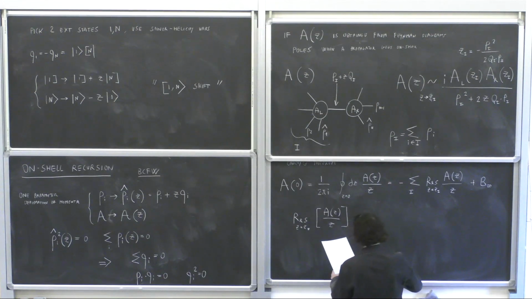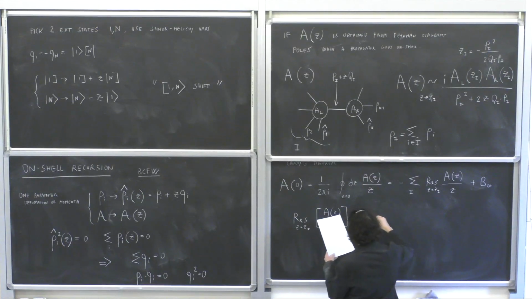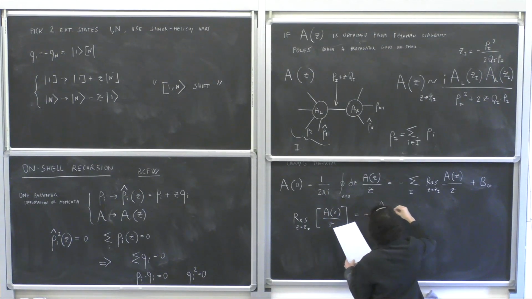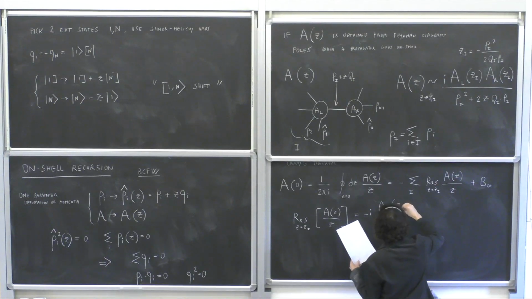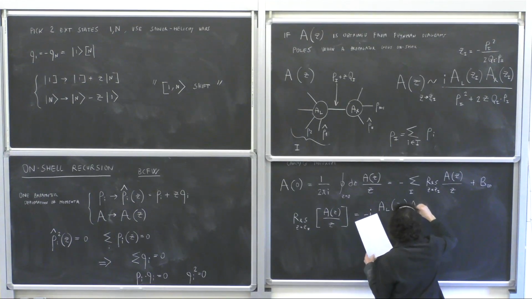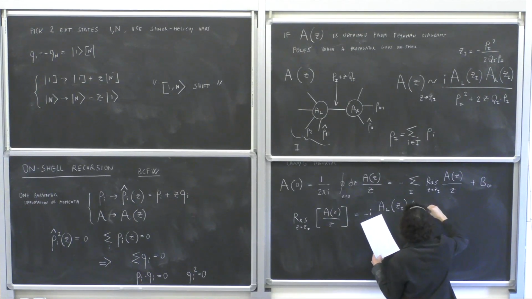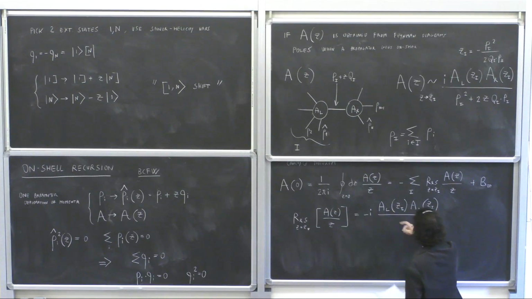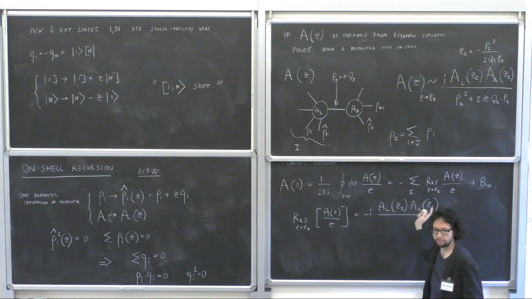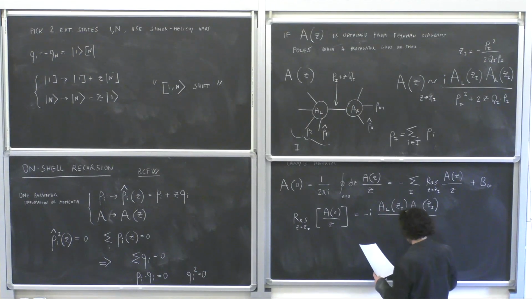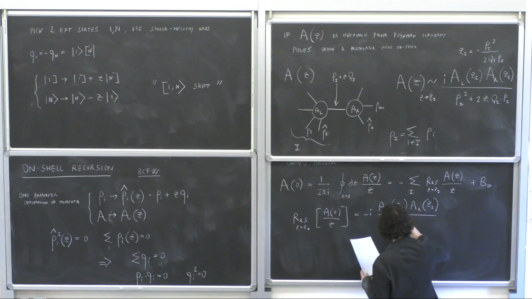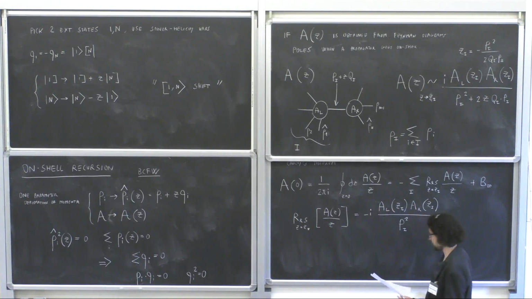I use just what I wrote over there, and I write this as minus i A_L at the particular value of the residues, A_R. So these are, just to emphasize this, these are not undeformed amplitudes. These amplitudes are deformed by the complex parameter taking the particular value of the residues. And then here, if you go through some simple algebra, you have p_i squared.